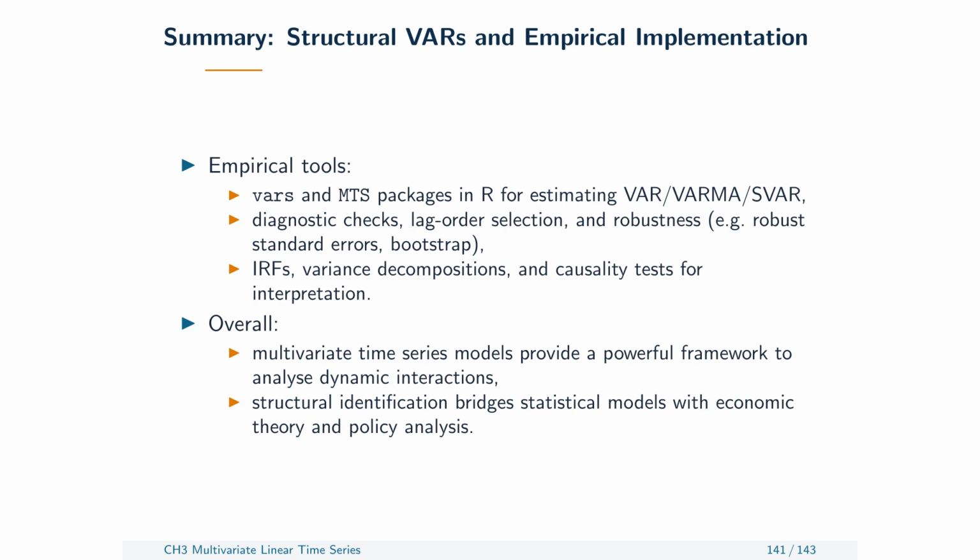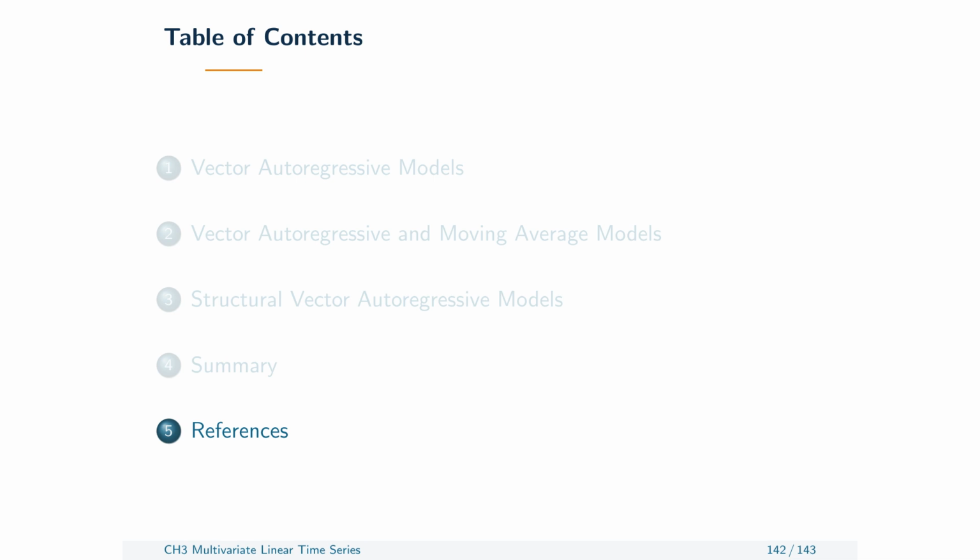Across this chapter, VAR models organize dynamic interactions, cointegration preserves long-run relations, and VARMA representations clarify shock propagation. Structural VAR models bridge these statistical tools with economic theory. Their power comes from making assumptions operational, and their credibility depends on making those assumptions visible, testable where possible, and robustly examined.